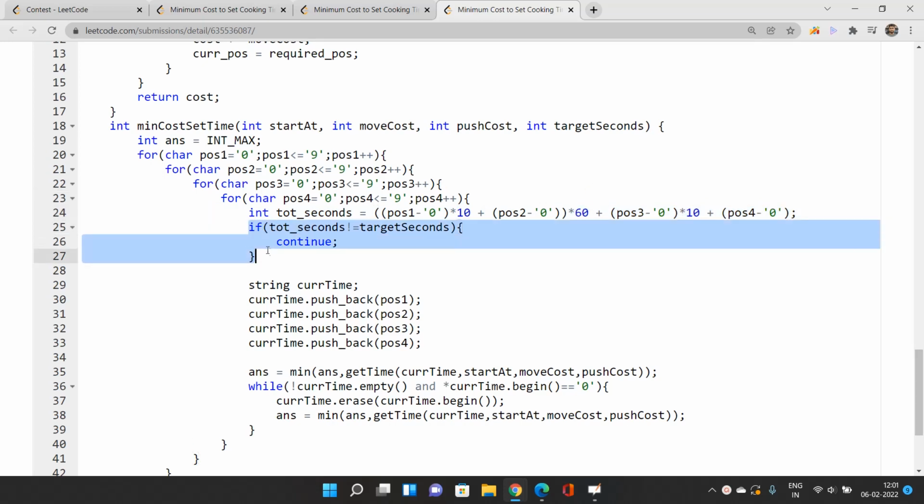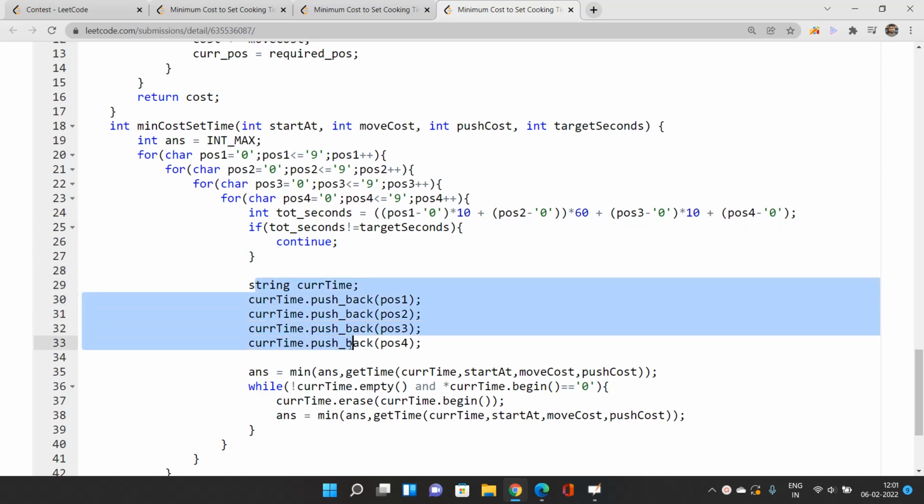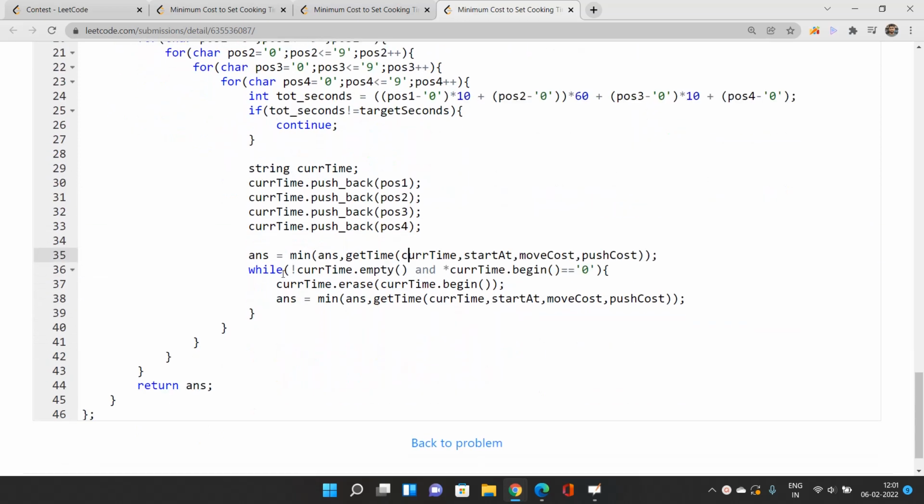So if the total seconds that this string will signify is not equal to the target seconds, then we are not going to use this string as this is not a valid string. Otherwise this is a valid string. We will construct this string, and yes, we need to minimize that.